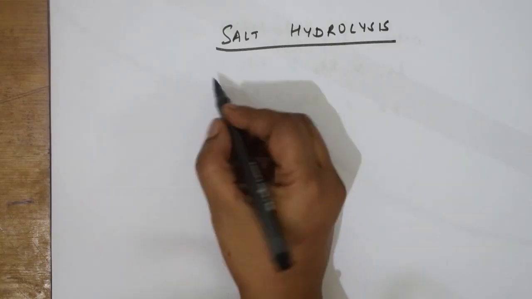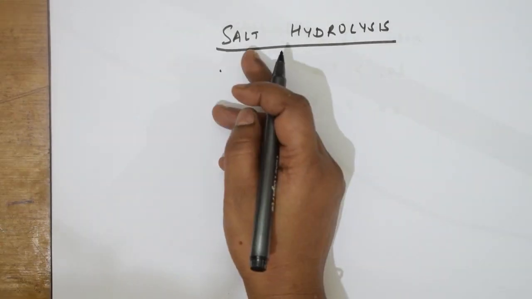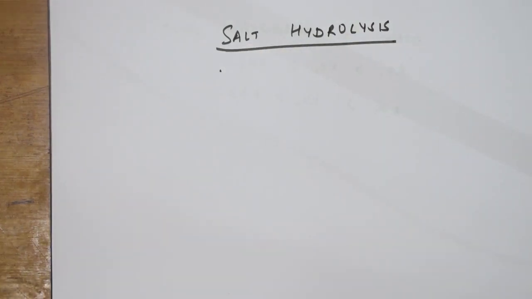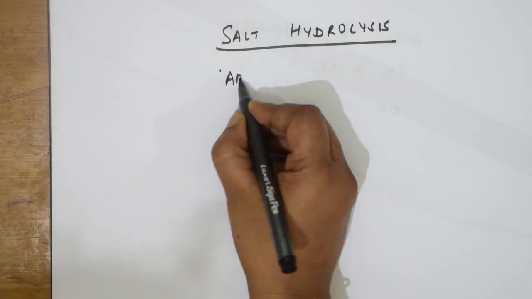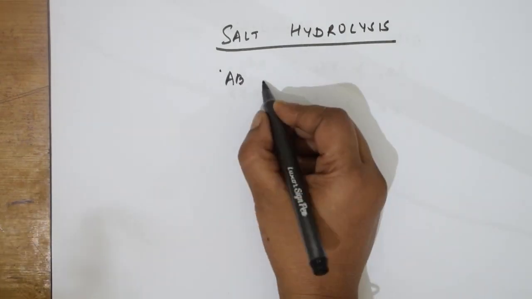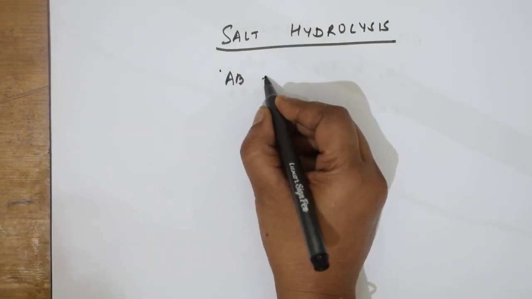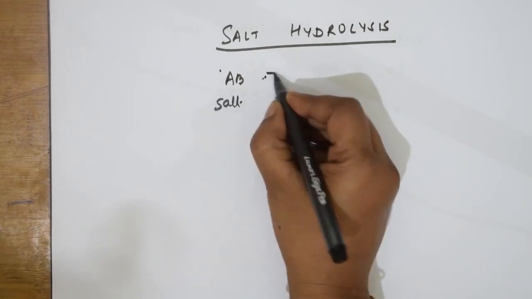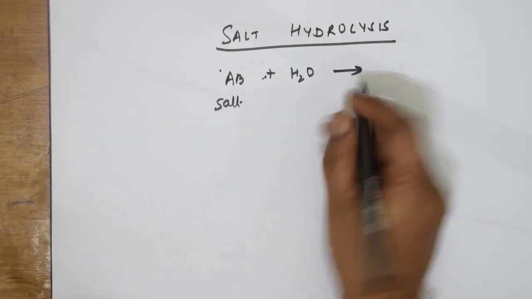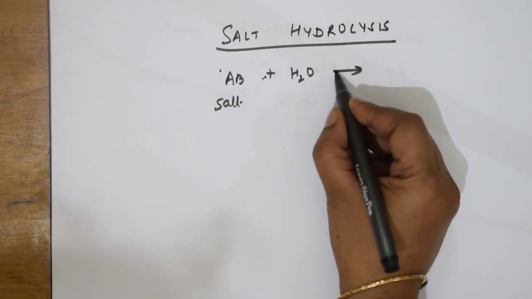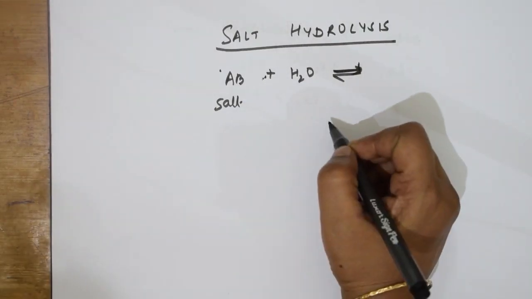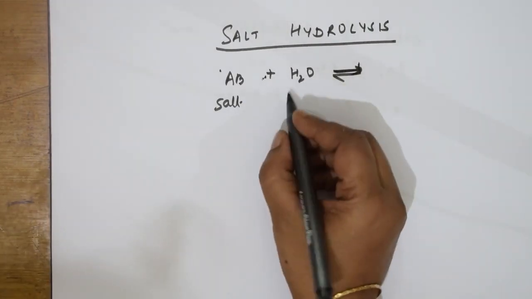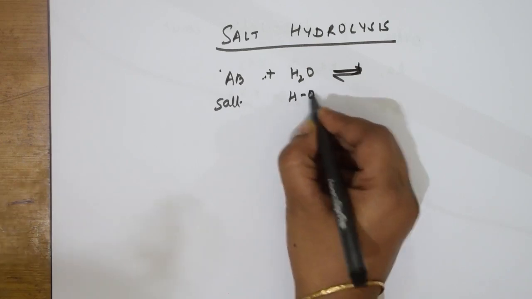Now suppose I take a salt. A salt is formed by neutralization of an acid and a base, that means a cation and an anion. I'm going to combine a cation and an anion. Now this is your salt, AB. I'm dissolving it in water. When you dissolve it in water, equilibrium, so what will happen? This breaks up.